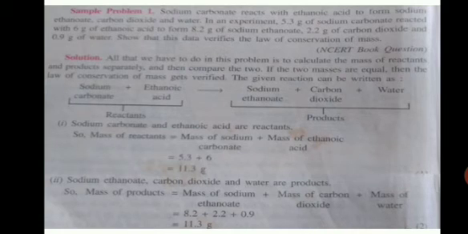Hope you understood this problem. We will do more problems later. So what we studied today: law of conservation of mass. What is the law of conservation of mass? Matter can neither be created nor destroyed in a chemical reaction. Or mass can neither be created nor destroyed in a chemical reaction. Both ways you can say. Or you can write: the total mass of the products of a chemical reaction is equal to the total mass of the reactants that have combined.